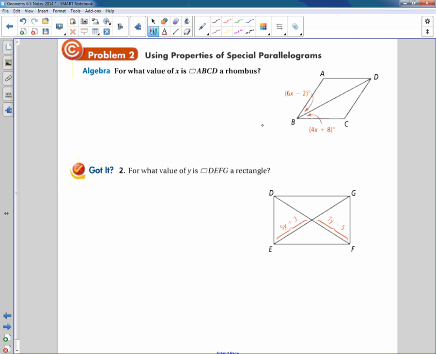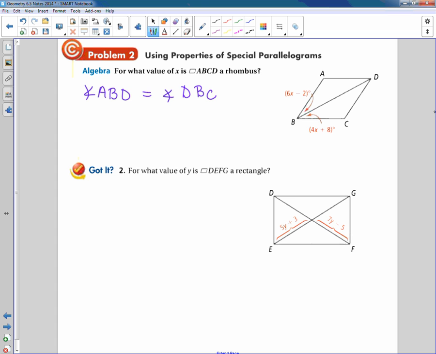Okay, let's look at the second one. This is problem 2, and we're going to use this property. Now we're told that ABCD is a rhombus. If it is a rhombus, what value of x would we have to have? Well, what do we know about angle ABD and angle DBC if this indeed is a rhombus? They would be equal. So I can say that angle ABD is going to be equal to angle DBC, because the diagonal BD must be an angle bisector, correct?